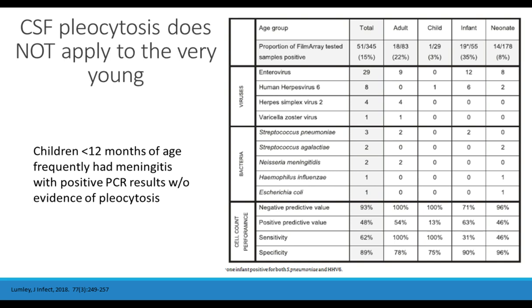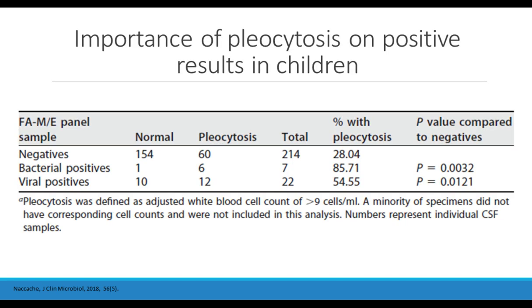And so it's important to know that epidemiology changes. If you look at, for example, the cell count performance down there at the bottom in the infant cohort, the negative predictive value of the cell count was 71%. So again, a very poor test to look at cell count as your main predictor for a PCR positive result.